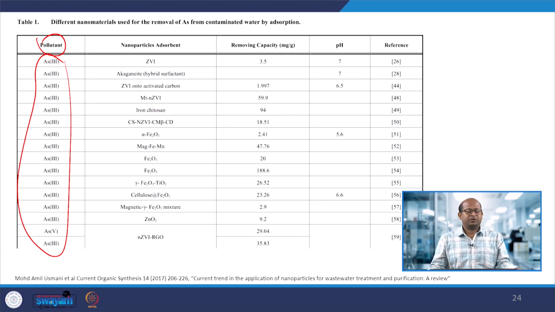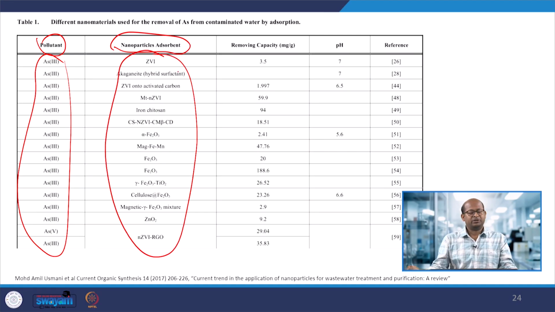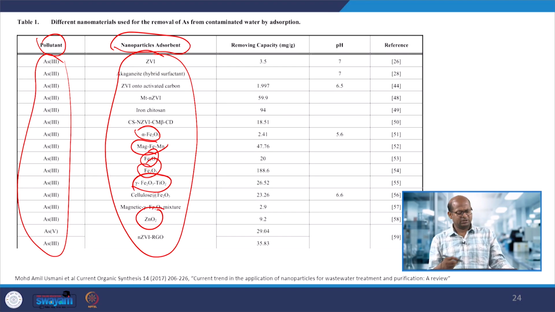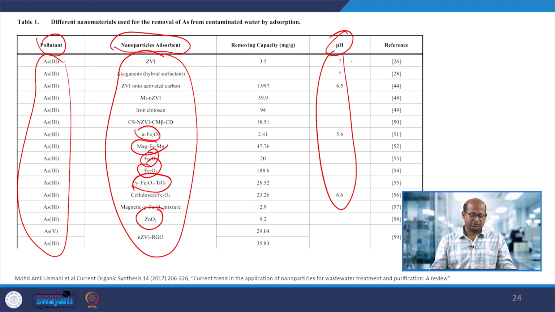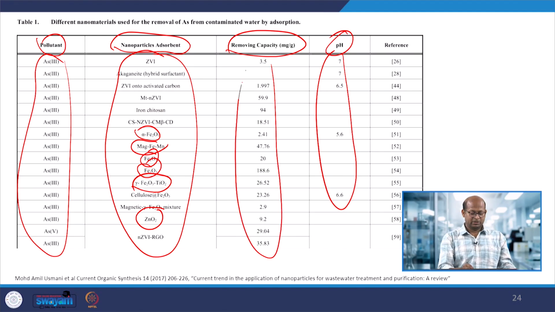So, that pollutant present in wastewater may be separated out by using different types of nanoparticles as adsorbents. Here, different zero valence ions, activated carbons, iron oxides, iron manganese oxides, titanium oxides, and zinc oxides are the various nanoparticles that can be used to separate it out. Specific pH is also very important, so those conditions are also given, along with removal capacity in milligram per gram, depending upon the material we are using for separation of arsenic 3 or 5 present in wastewater.